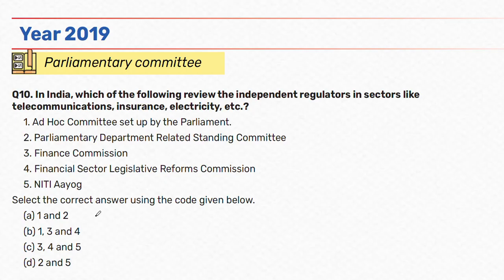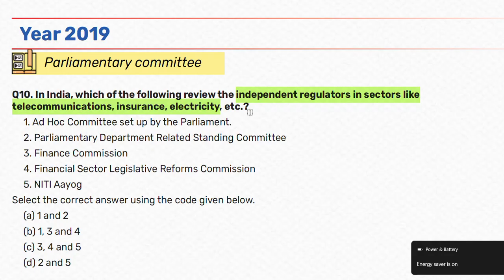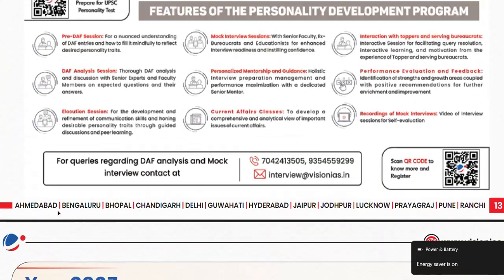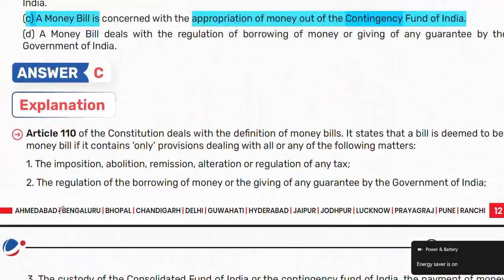In India, which of the following review the independent regulators in sectors like telecommunications, insurance, electricity, etc.? Okay. An ad hoc committee set up by Parliament, Parliamentary Departmental Standing Committees, the Finance Commission. So we'll eliminate those which are not there. So the Finance Commission will be eliminated. Two is common. Now Niti Aayog, of course, Niti Aayog will not be the answer. So A will be the correct answer. Yes, so an easy question.